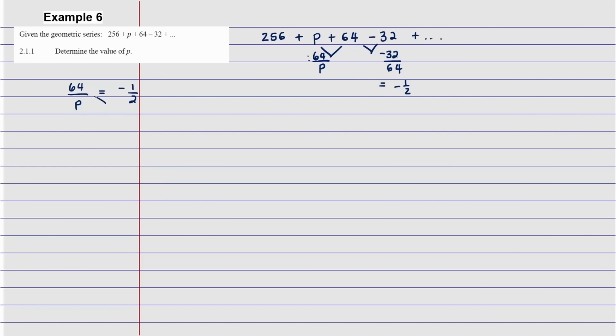We can cross multiply. So when we cross multiply, we're going to have 64 multiplied by what? Multiplied by 2, which is going to get 128 is equal to negative P, because it's going to be P multiplied by negative 1. So we need P to be positive. So therefore, P is going to be equal to negative 128. And this is how you would find your P in this question.